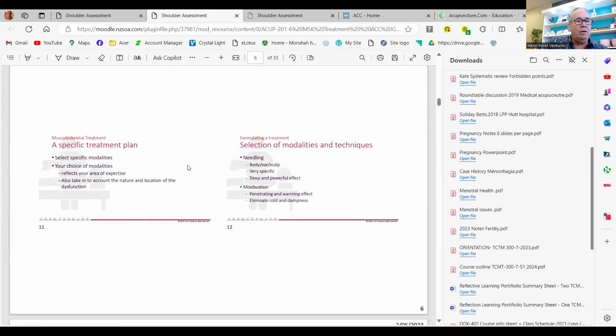So you need to have a specific treatment plan, select the specific modalities that reflect your area of expertise, and also take into account the nature and location of dysfunction. Select the particular needling that you're going to use, body, ear, or scalp. I don't think most people will be doing scalp acupuncture. Some of you may know ear acupuncture.